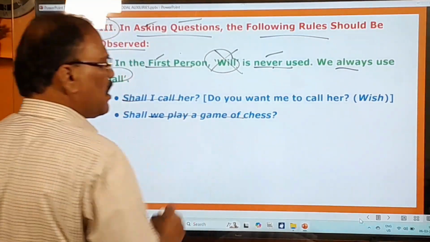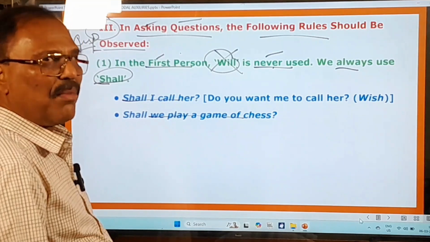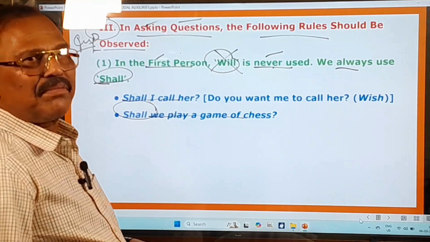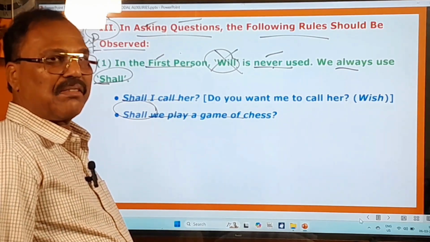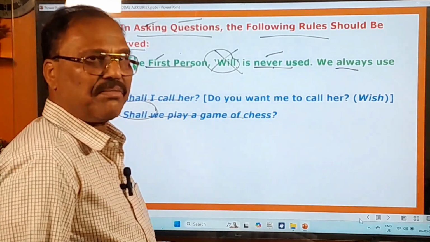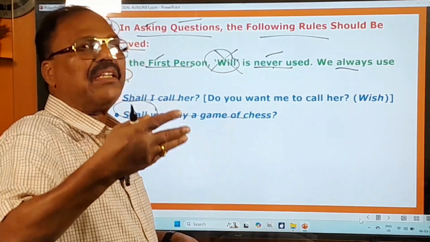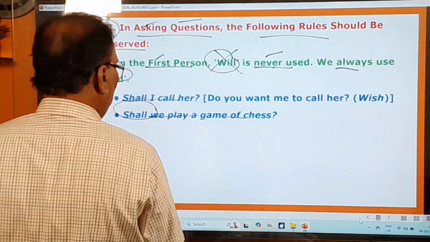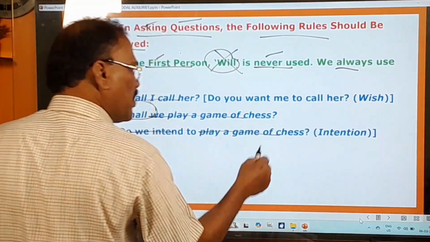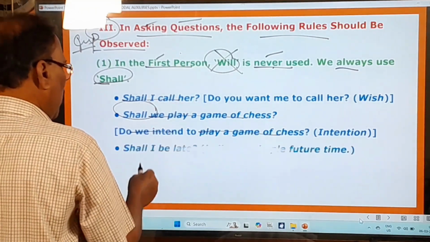Shall we play a game of chess? Manam oka game chess aadama? Veldama, undama, podama? Such things are expressed only through this. Shall we go to the movies? మనం సినిమాకి వెళ్దామా? Shall we play cricket? Shall we watch TV? Shall we చూద్దామా, చేద్దామా, వద్దామా? Such kinds of meanings are conveyed through this shall we. Shall we play a game of chess? That means, do we intend to play a game of chess? Intention. There's a wish. So here, shall I be late?